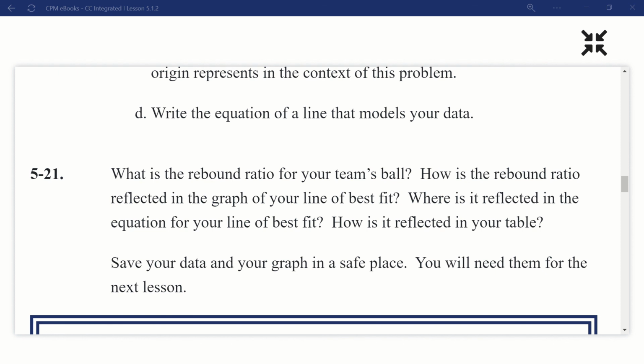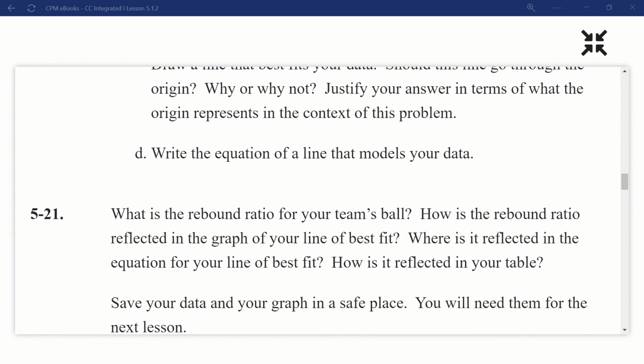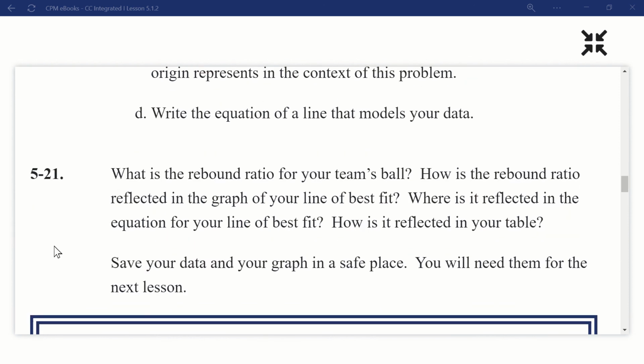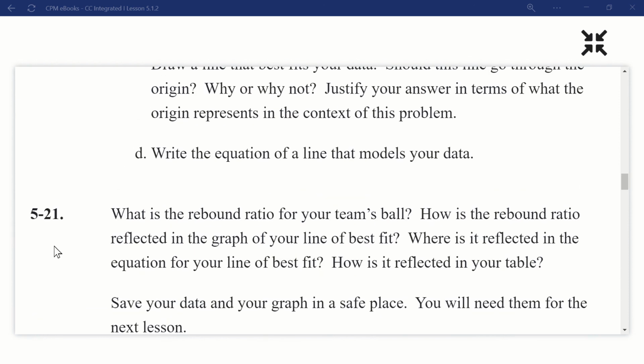And if you think about that, I think that's the slope of this graph, right? Because the y-axis is where did it rebound back up to, and the x-axis is where did I drop it from. So I think that's what this is in context. The rebound ratio is the change in y over the change in x, and in this case, y is the rebound height and x is the initial drop height. And I'm going to be honest, I gave you a lot there. I think I've answered most of these questions.